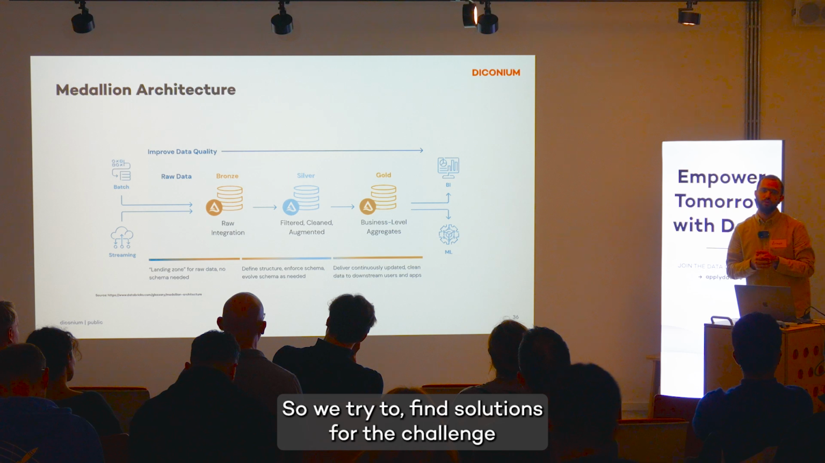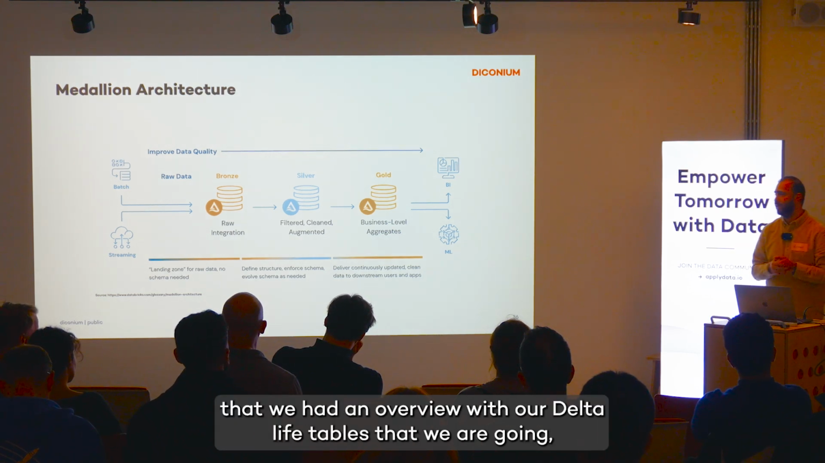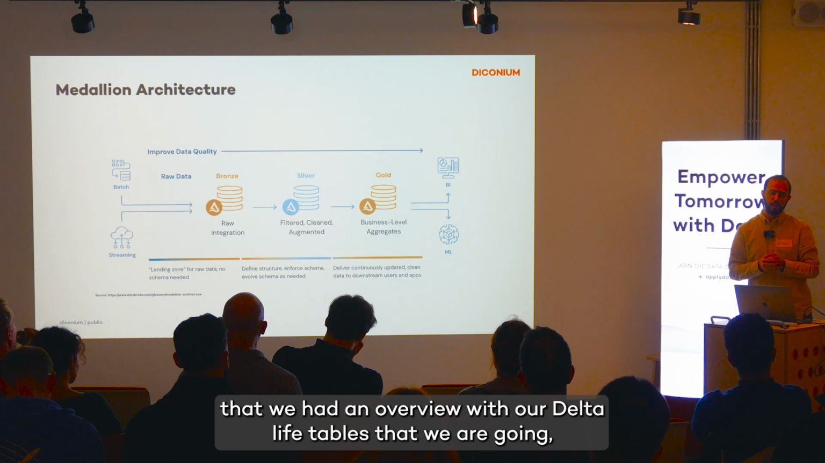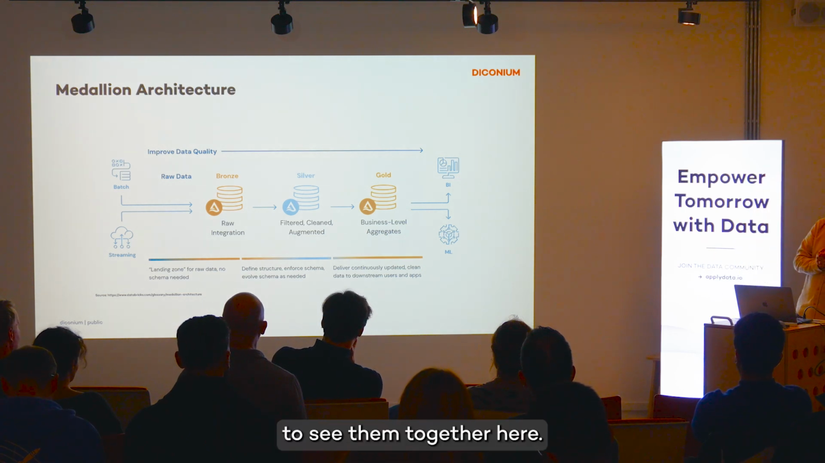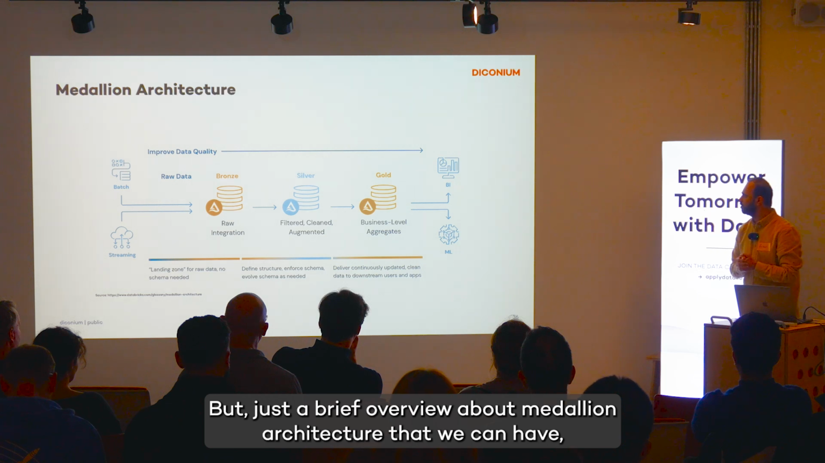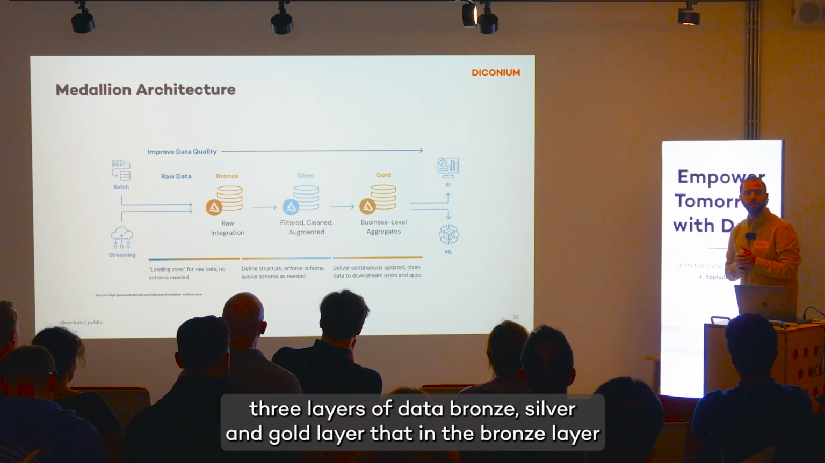So we tried to find solutions for the challenge that we had, with an overview of Delta Live Tables that we are going to see together here. But first, just a brief overview about the Medallion architecture, where we can have 3 layers of data: bronze, silver, and gold.